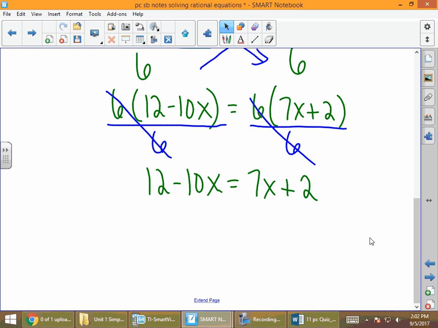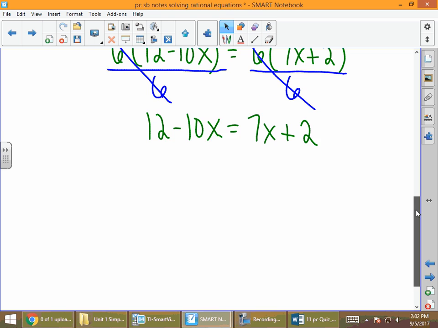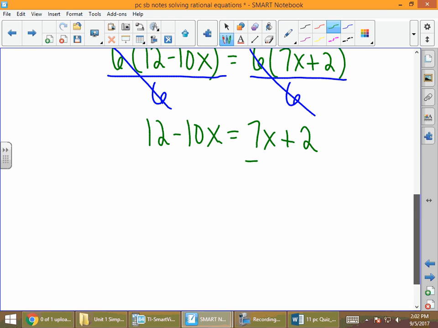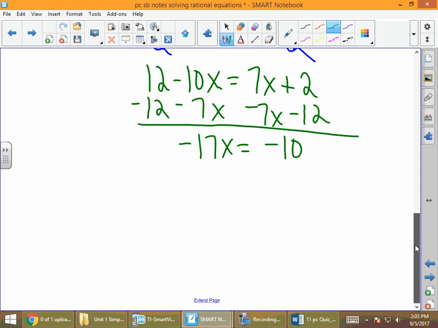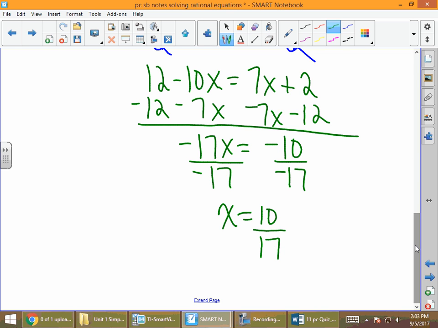Solve how your Algebra 1 teacher taught you to solve. I like to move my letter to the left, so that's what I'm going to do. But that's probably not how your Algebra 1 teacher taught you. I'm going to subtract 7x from both sides. I'm going to subtract 12 from both sides. Then we get negative 17x equals negative 10. And then to finish, we want to know what x equals. Dividing both sides by negative 17, we end up with x equals 10 17ths.